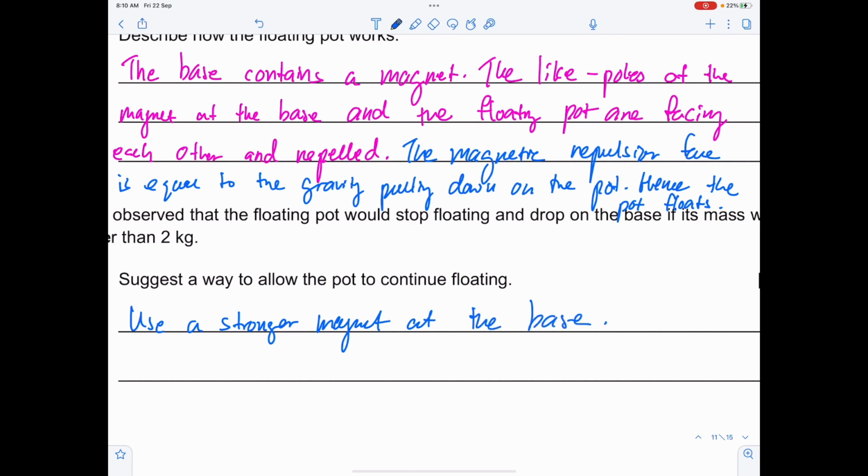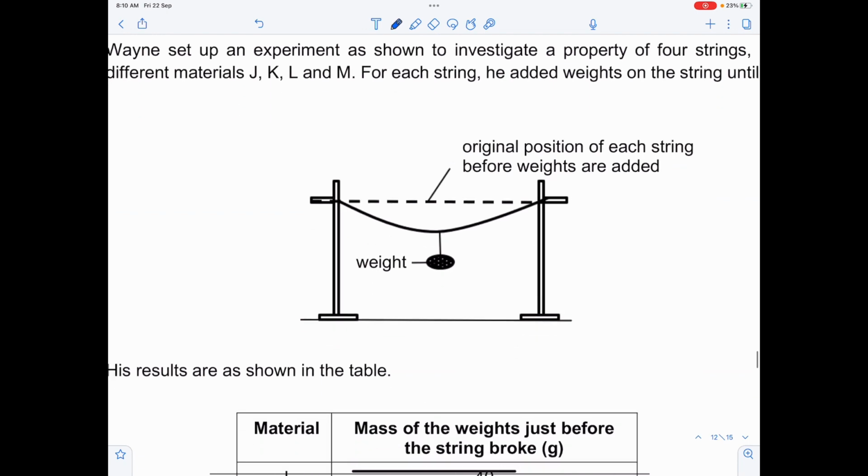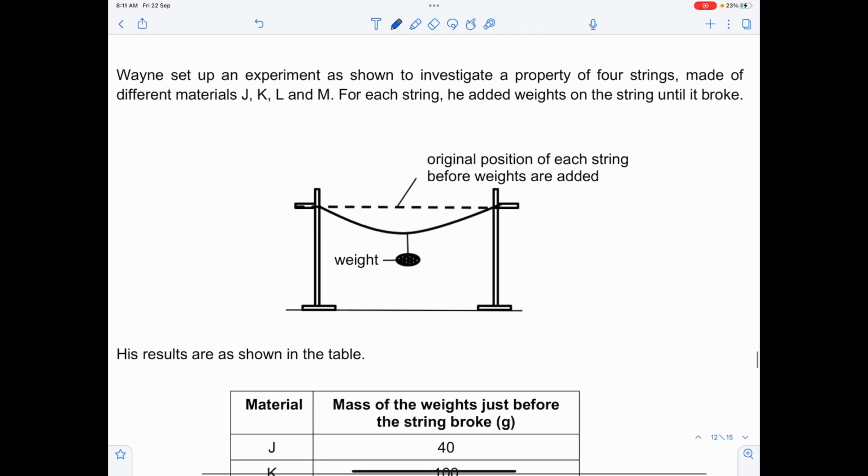So the greater the electromagnet, the greater the repulsion force. Next, Wayne set up an experiment as shown to investigate the property of 4 rings made of material J, K, L, and M. For each string, he added weights until it broke.